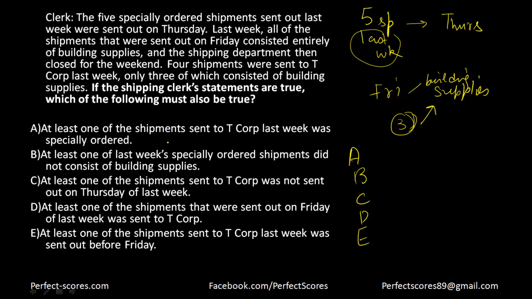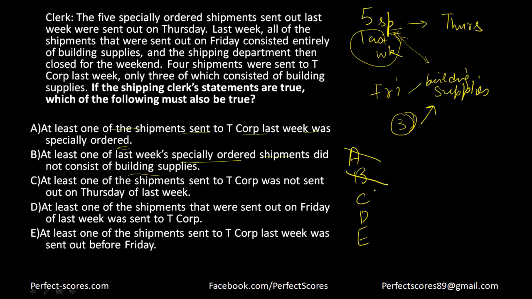So let's go through option A. At least one of the shipments sent to T Corp last week was specially ordered. Now we cannot be 100% sure of this because we do not know whether that extra special shipment was given to T Corp or to some other company. So we are not 100% sure. A cannot be the answer. B says at least one of last week's specially ordered shipments did not consist of building supplies. Again, we do not have this information, whether these special shipments also had some building supplies or not. So that means B also cannot be the answer.